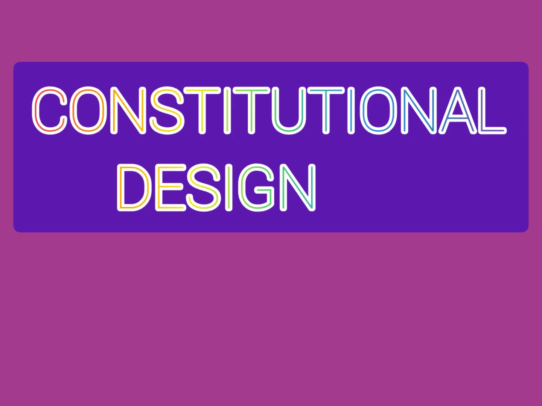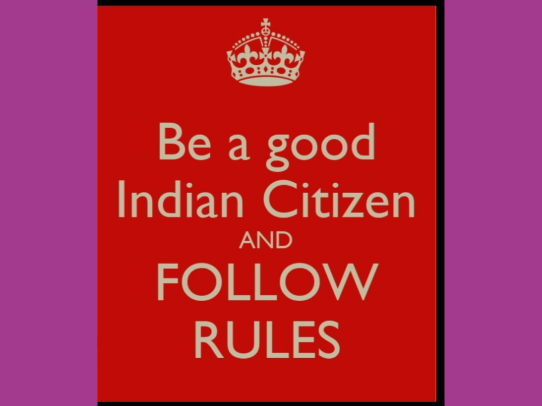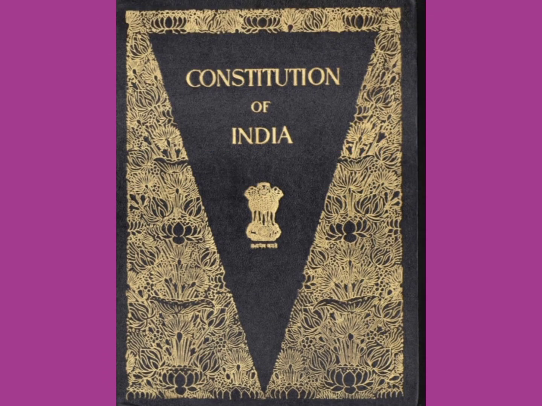Today, we are going to learn an interesting topic from your textbook entitled Constitutional Design. We have learned earlier that in a democracy, the rulers are not allowed to do whatever they want. There are certain basic rules that the citizen and the government need to follow. All these rules that the citizens and the government have to follow are known as the Constitution.